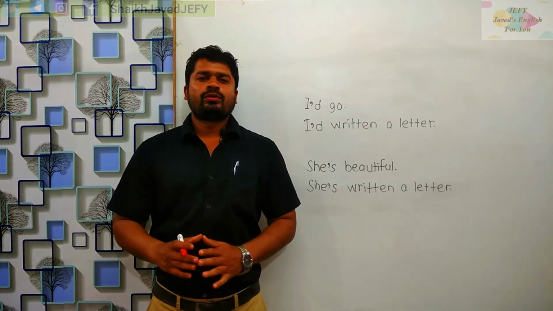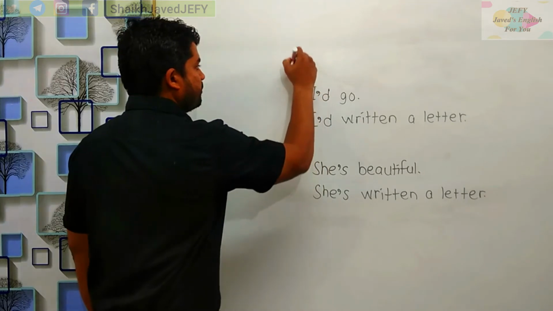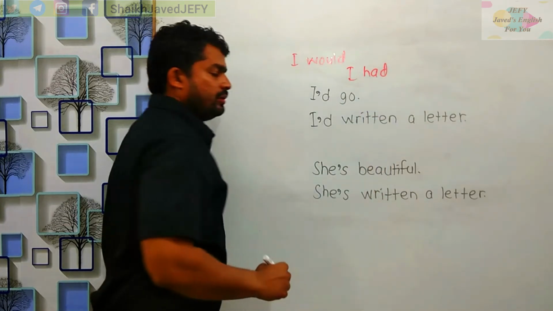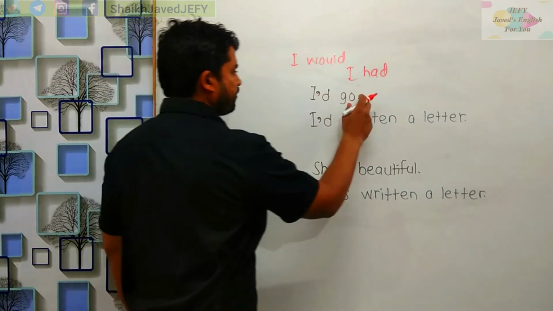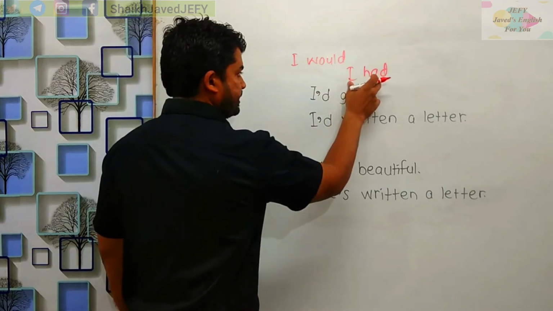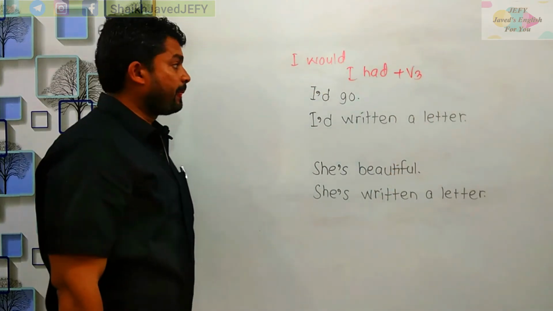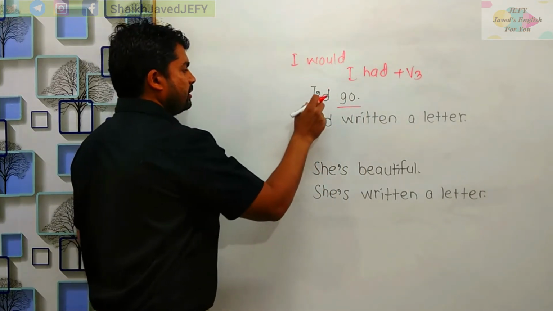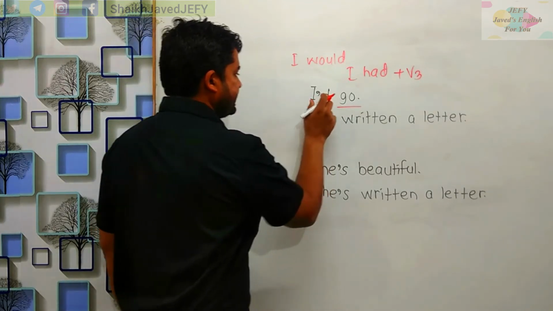Okay, now one of the most important things, how would you know if it is "I would" or "I had"? There is actually a very simple formula for that. Now look at this sentence. You would say "I'd go." Here it cannot be "had," because with "had" we use the third form of the verb, and here we have the first form, so it's obviously "would." Even if it is "I had" or even if it is "I would," you will read it like "I'd."